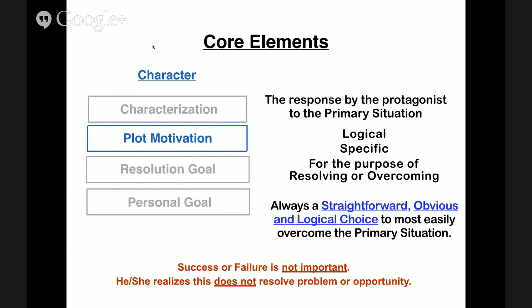But overall, the success or failure of the character in trying to resolve the primary situation is not important to the way the core elements round out the narrative of the movie. Because that character will realize that it does not resolve the problem or the opportunity as they thought and as we thought it would.